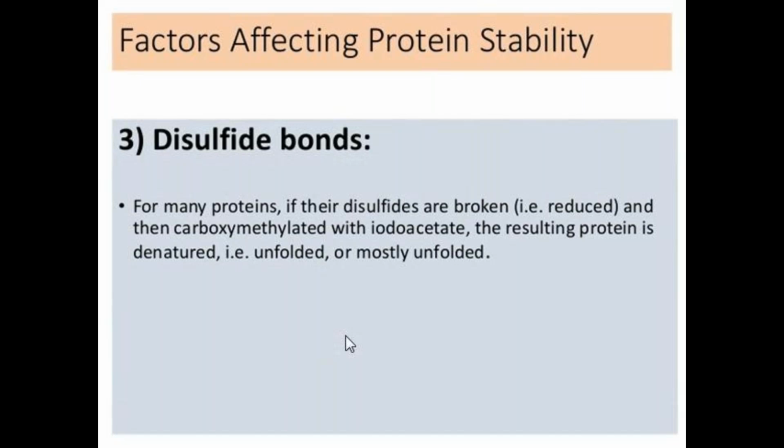For many proteins, the disulfide bonds are broken, and these can also be carboxymethylated with iodoacetate. That means the resulting protein is a denatured one. Some of the proteins have to be maintained in a denatured state. That causes the stability of the protein.